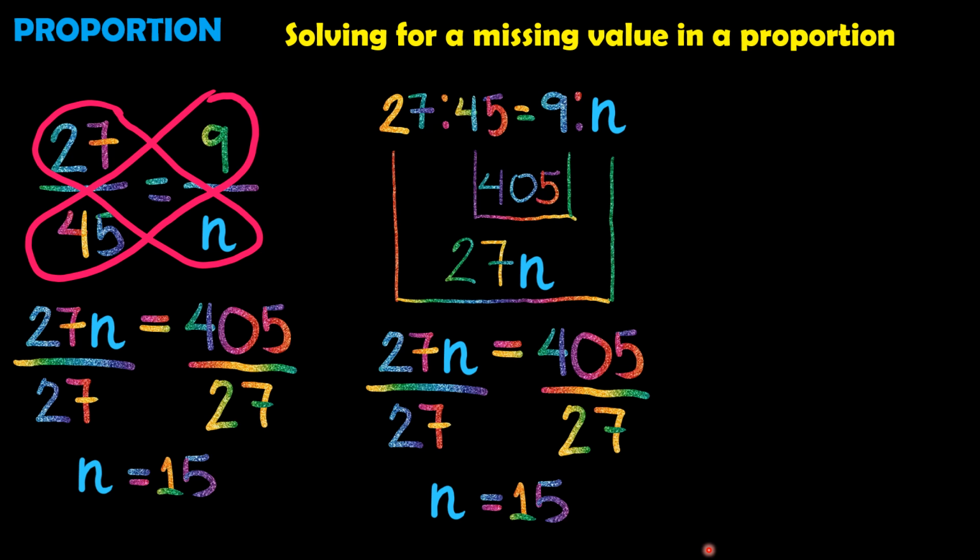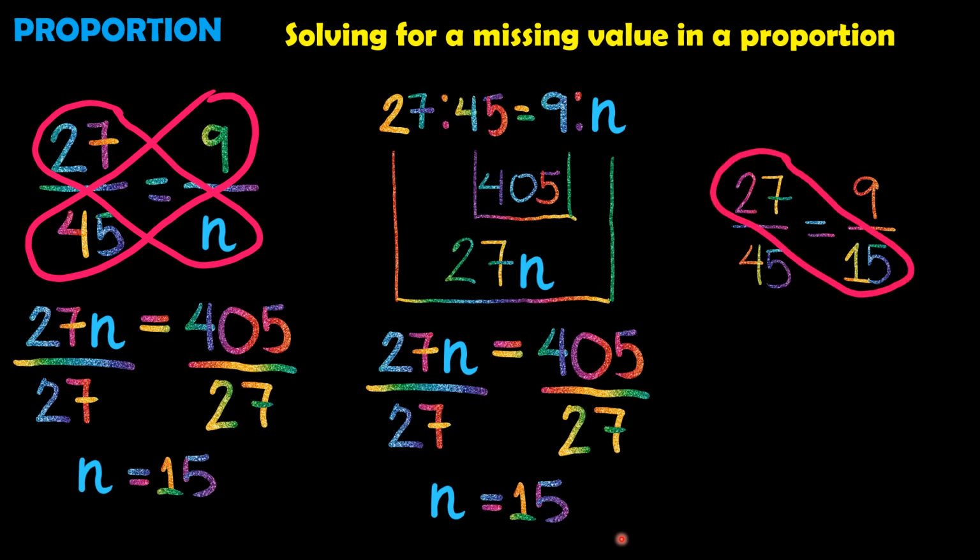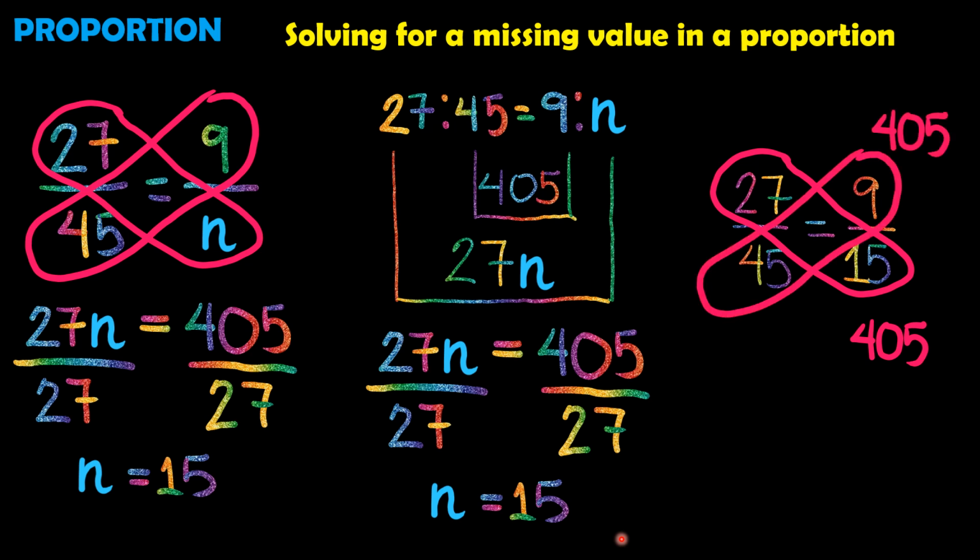So how are we going to know if our answer is correct? Given the problem, let's just use the written form of fraction. So 27 over 45 equals 9 over n. We're able to solve for the value of n, and that is 15. So we're going to remove n in the problem and replace it with our answer 15. And then do the cross multiplication. 27 times 15 is 405. 45 times 9 is also 405. Now we have a proportion.